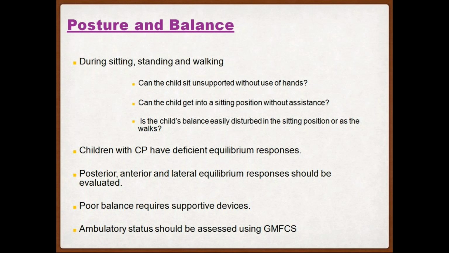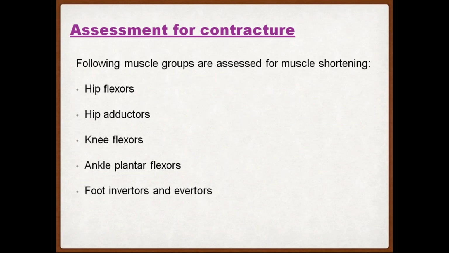And there is something known as gross motor function evaluation. The GMF score I'll tell you later. So, assessment of contractures. Mostly we'll deal with spastic cases, because most cases of cerebral palsy are spastic, and only spastic conditions will be treated surgically. The most common muscles that go into spasticity are hip flexors, hip adductors, knee flexors, ankle plantar flexors, foot inverters, and everters.